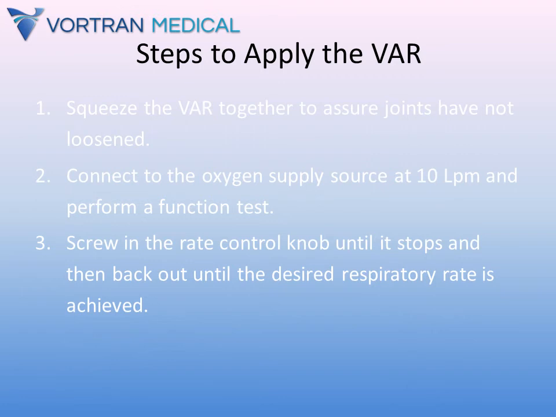The VAR comes pre-assembled and there are just a few simple steps to remember in order to apply it correctly. First, squeeze the VAR together to tighten any joints that may have worked loose during storage. Second, connect it to an oxygen supply and set it at 10 liters a minute. Occlude the patient outlet to make sure you hear it cycling. And last, attach the VAR to the patient and set the respiratory rate by screwing down the round rate knob and then back it out just until you hear cycling begin. That's all there is to it.